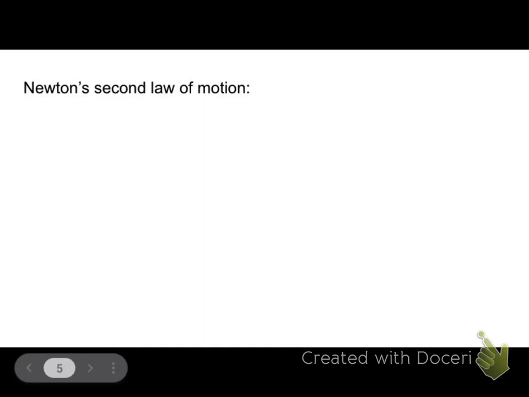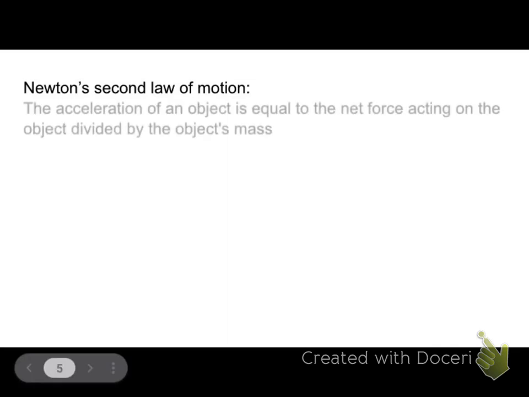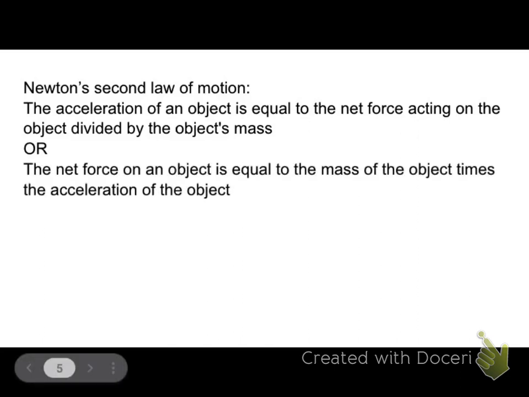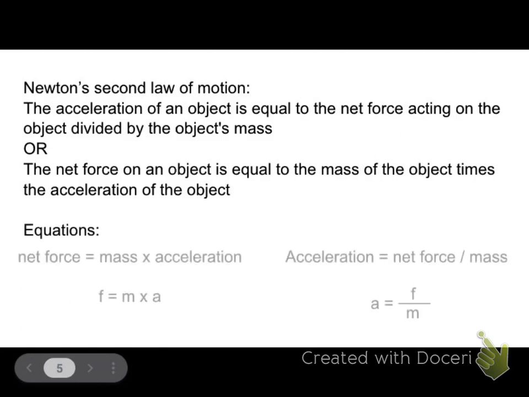Newton's second law of motion shows us the relationship between force and acceleration. So Newton's second law says the acceleration of an object is equal to the net force acting on that object divided by that object's mass. Or you could phrase it another way. You could say the net force on an object is equal to the mass of that object times the acceleration of that object.